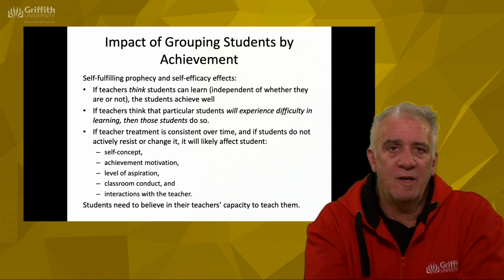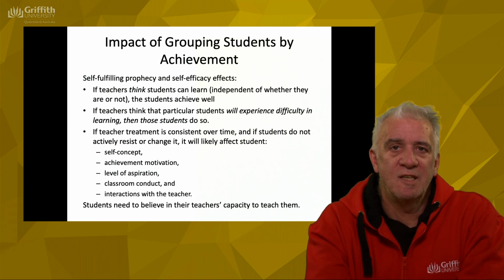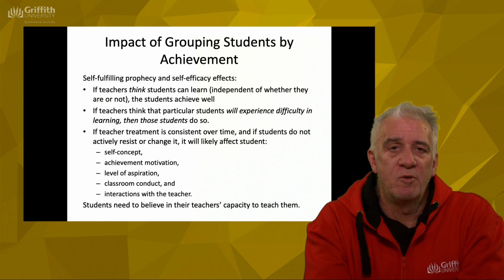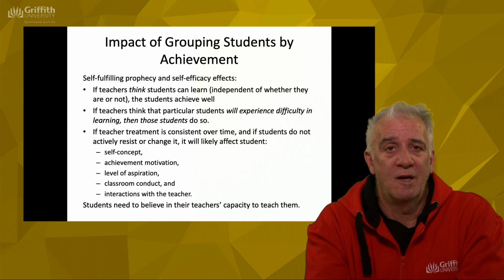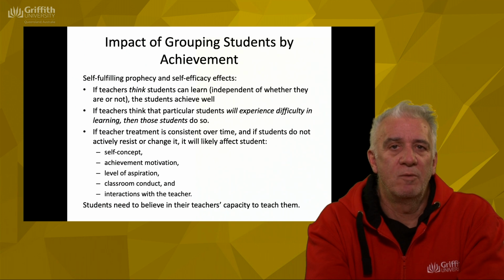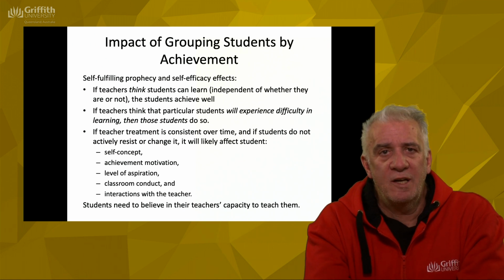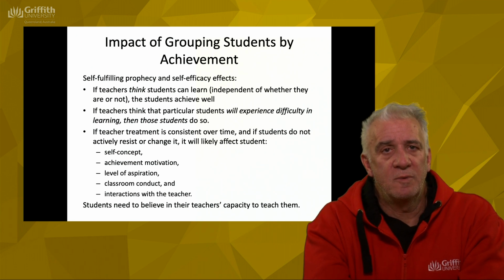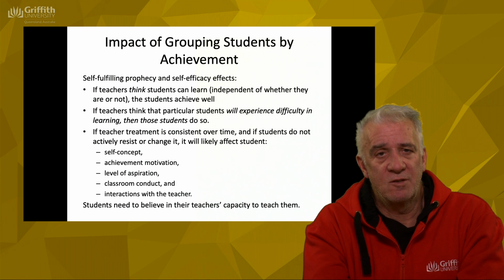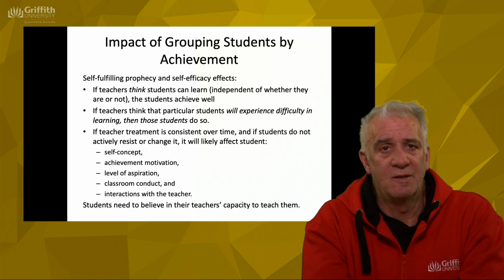So when we put students in ability groups, we know that if teachers think students can learn, independent of whether they can or not, the students will achieve well. All right, so if you put kids in the top group, even if one of them's not necessarily a good fit there, they'll all do well. And if you put kids in the bottom group, often they'll experience difficulty in learning, even if they can learn it. It's a self-fulfilling prophecy. So while occasionally it might be useful to group kids by ability, in my opinion, I think it doesn't really work, and I would use it very sparingly.